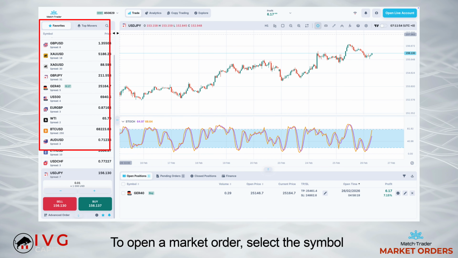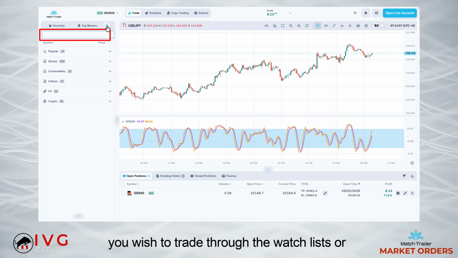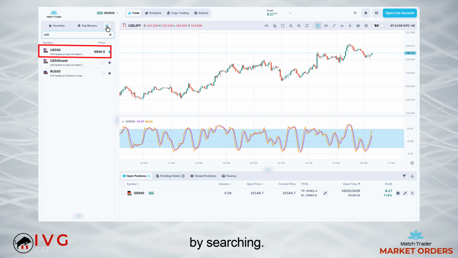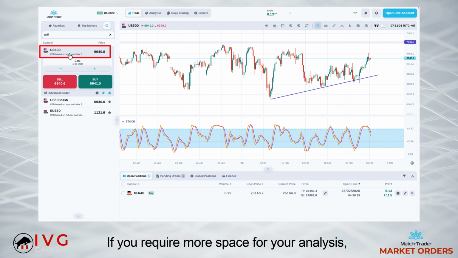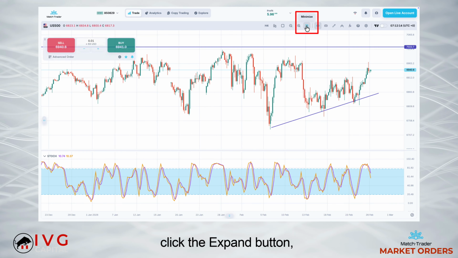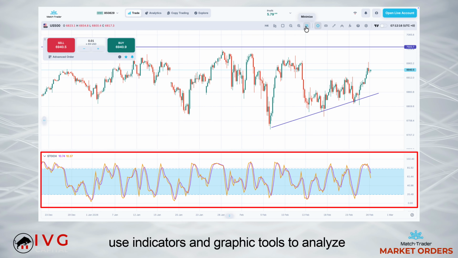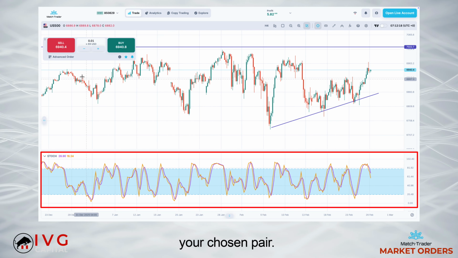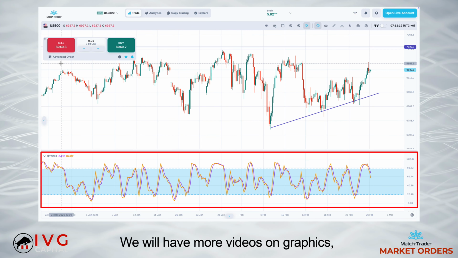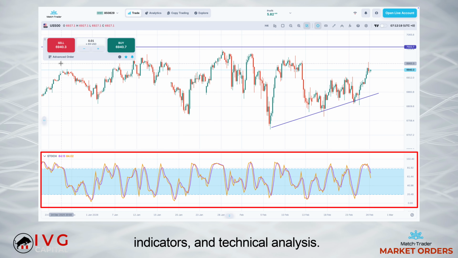To open a market order, select the symbol you wish to trade through the watch lists or by searching. If you require more space for your analysis, click the Expand button. Use indicators and graphic tools to analyze your chosen pair. We will have more videos on graphics, indicators, and technical analysis.